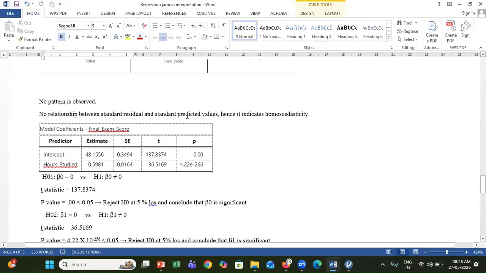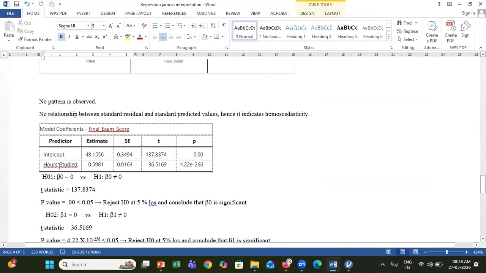So, as I have copied this table, the null hypothesis H0: beta naught equal to 0 versus the alternative hypothesis H1: beta naught not equal to 0. The first coefficient, I'm testing the intercept. The t statistic is 137.8374 and the p value is 0.00, which is less than 0.05. This implies reject H naught at 5% level of significance and conclude that beta naught is significant.